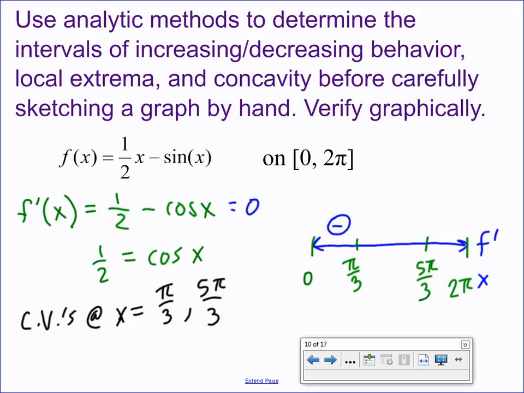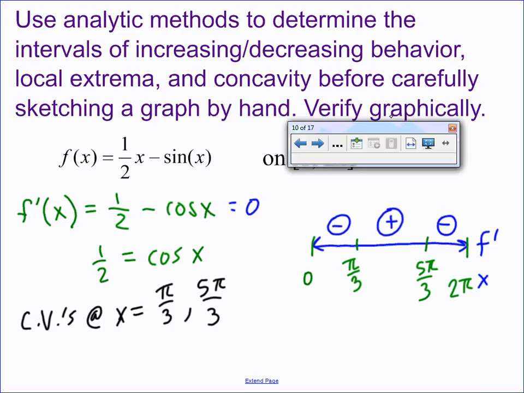Convenient x value between pi over 3 and 5 pi over 3. Pi would be easy to evaluate with my derivative. What's the cosine of pi? Negative 1. So 1/2 minus a negative 1, because 1/2 plus a positive 1 is positive. We just need the sign. I'm going to do 7 pi over 4. Cosine of 7 pi over 4 is positive root 2 over 2. That's about 0.7. 1/2 minus 0.7 is negative.